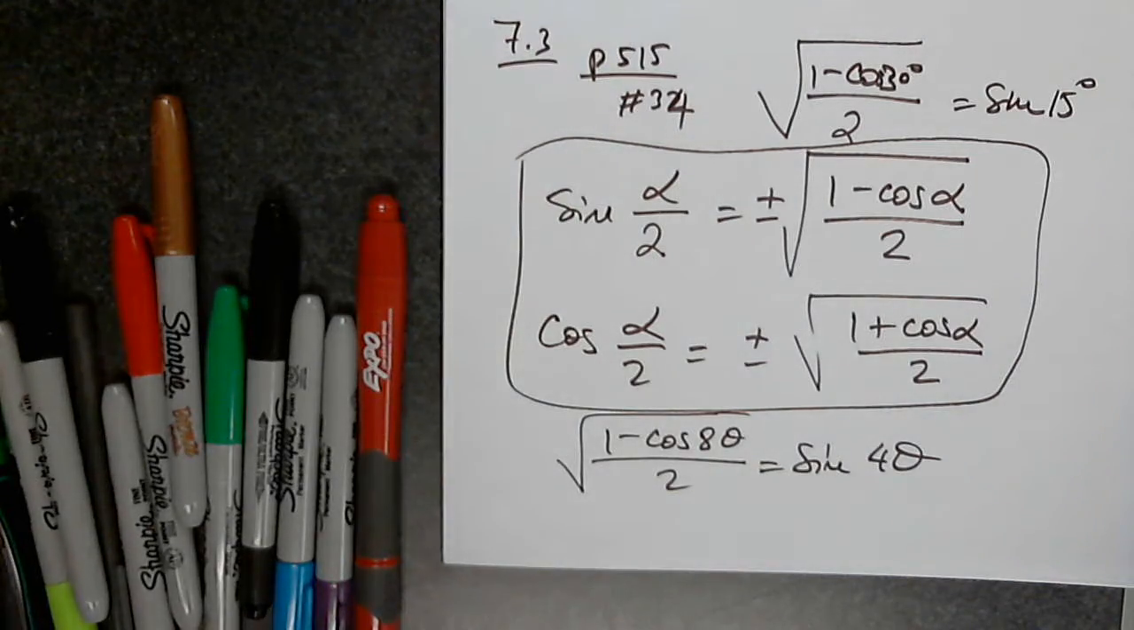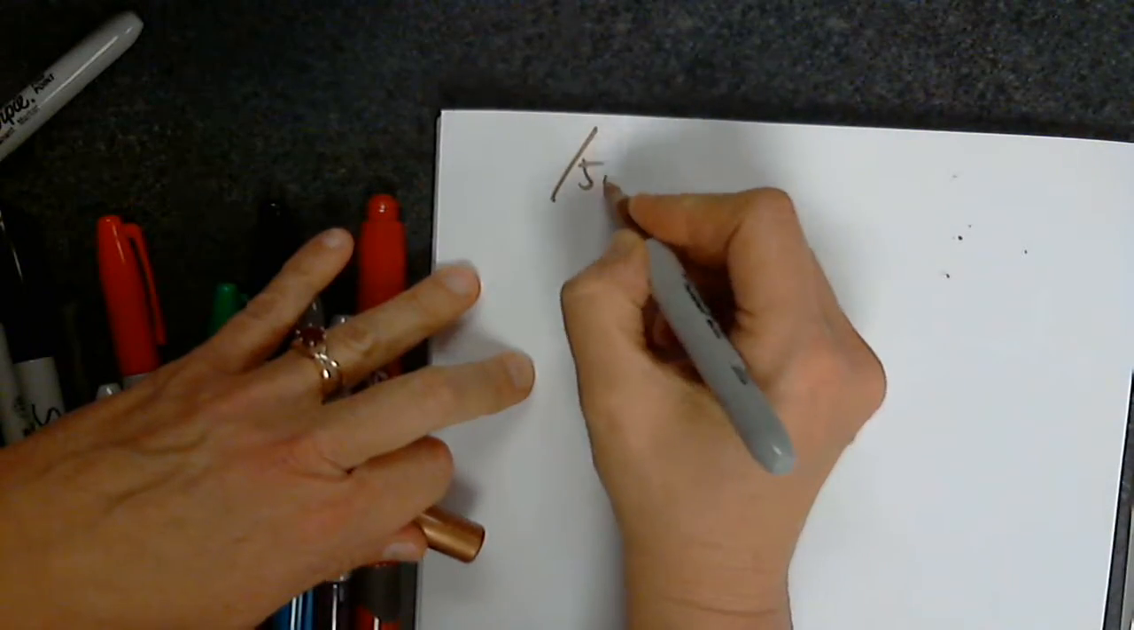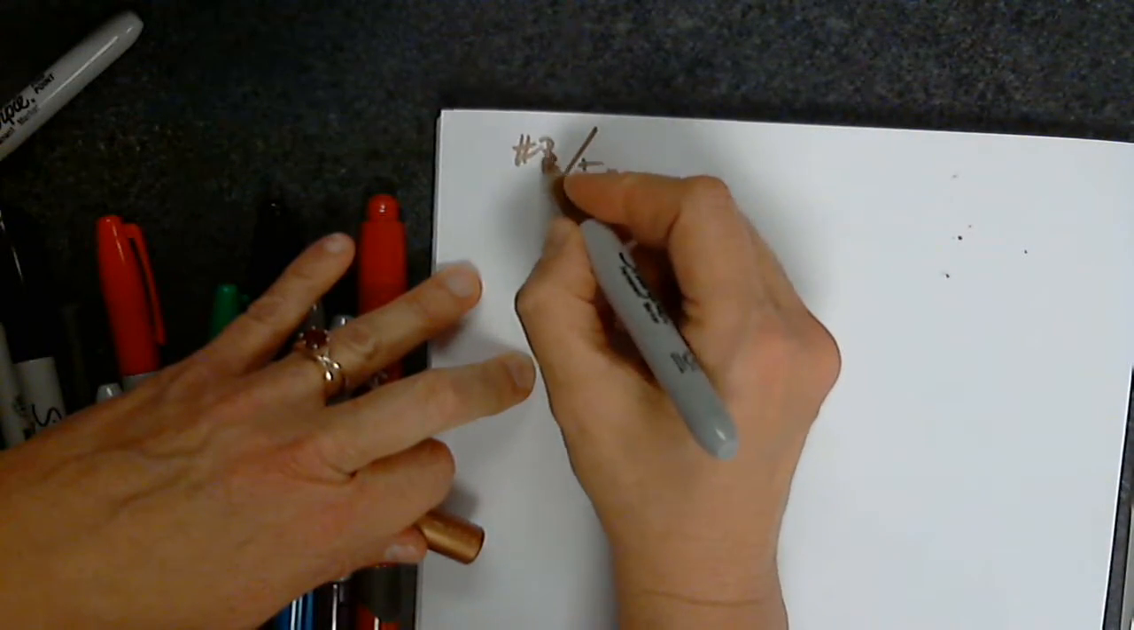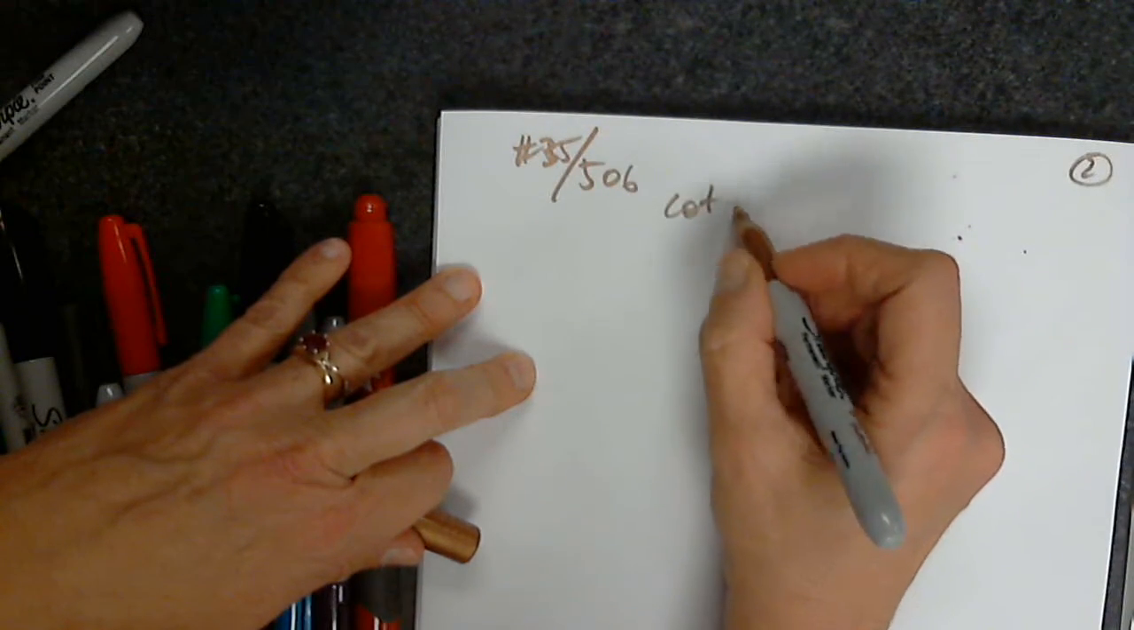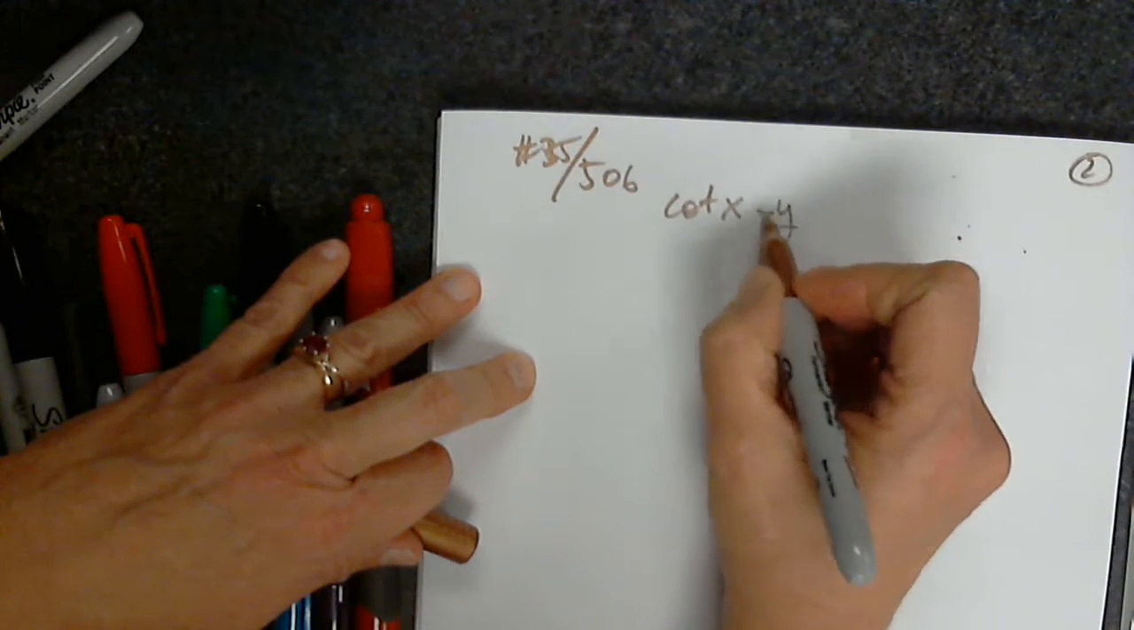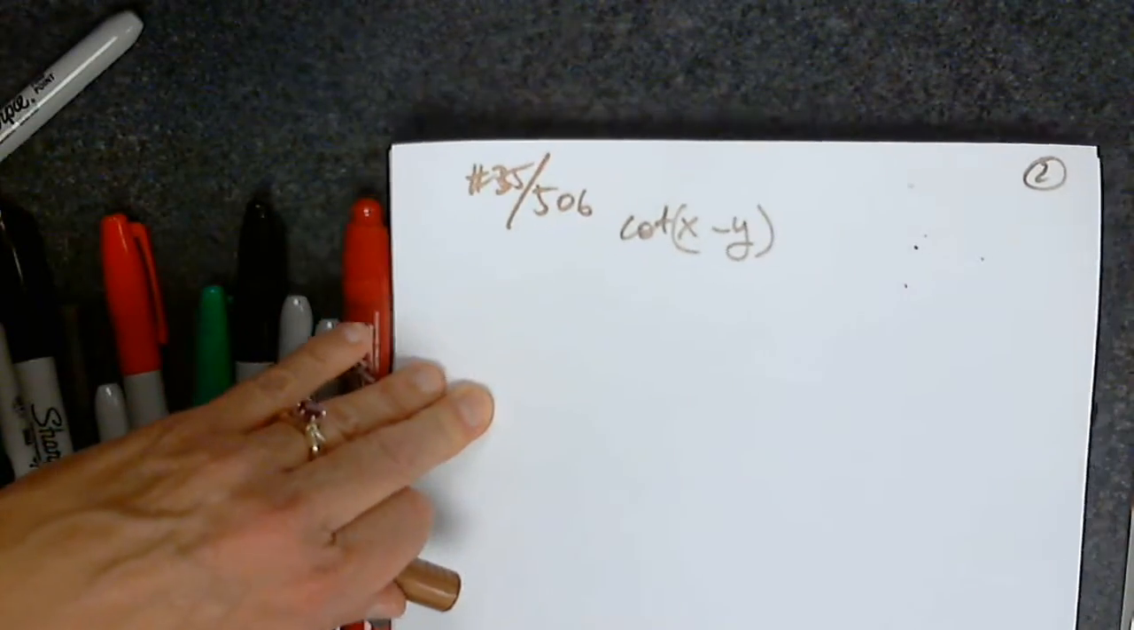One I had questions about, yes, maybe we don't have class. It's okay. It's on page 506. 506. Yeah, the 35 is cotangent of x minus y. Cotangent x minus y. Yes, ma'am. Okay, very good.